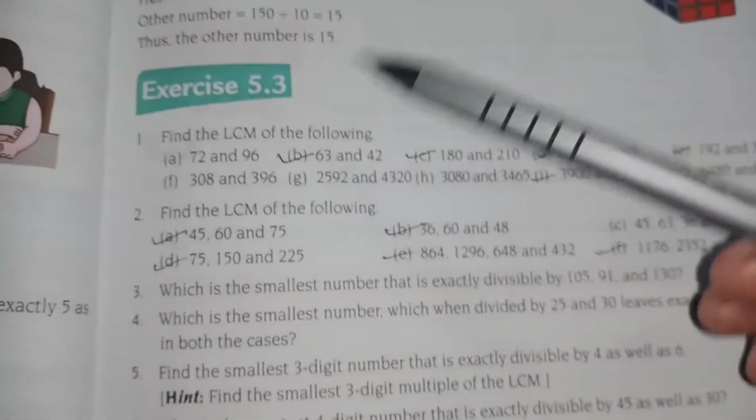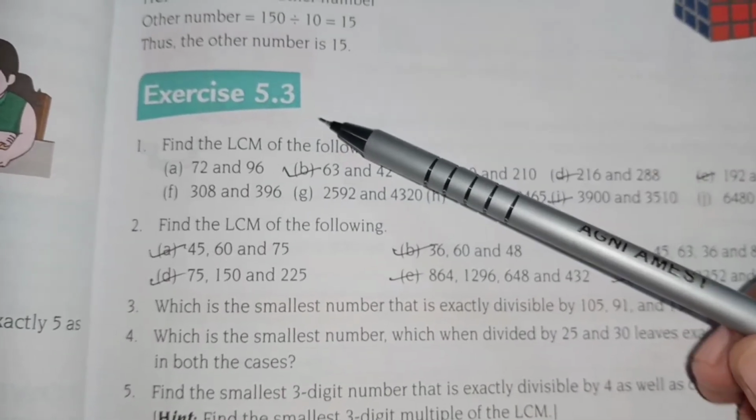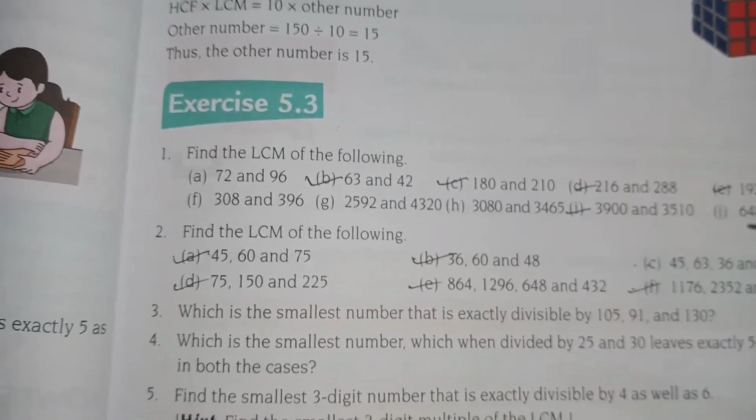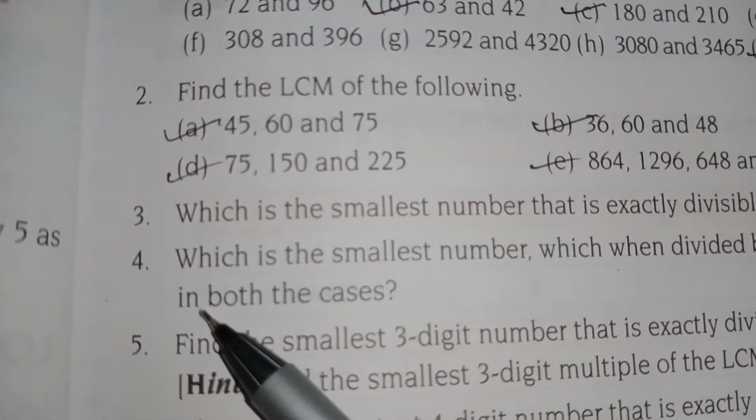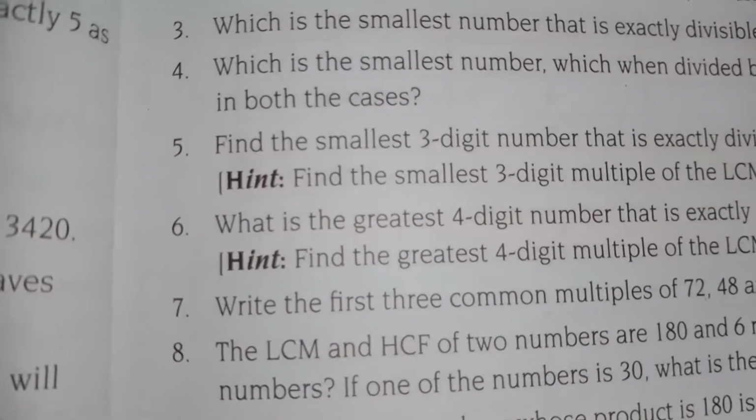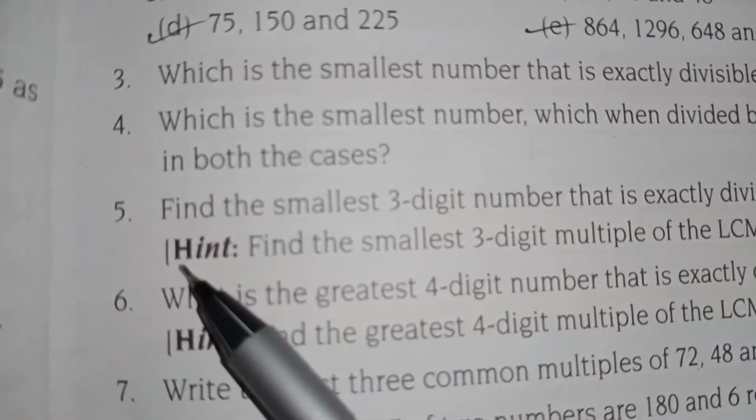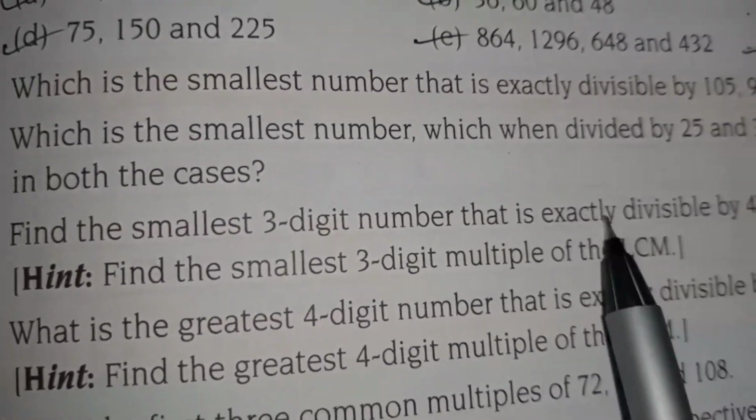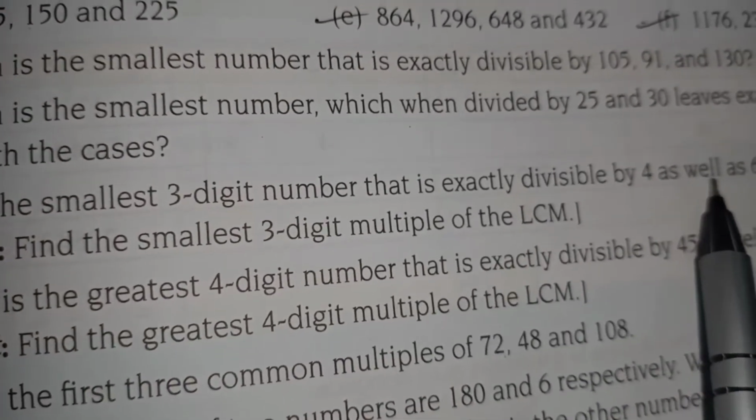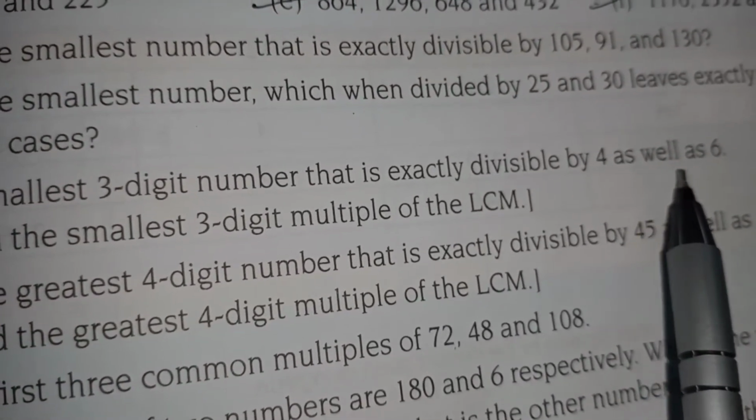As in my previous online class, I have taught you a few questions of exercise 5.3. Today I'm going to start from question number 5, as I have taught you till question number 4. So today I'll complete this exercise. So what is question number 5? Let us start. Find the smallest 3-digit number that is exactly divisible by 4 as well as 6.